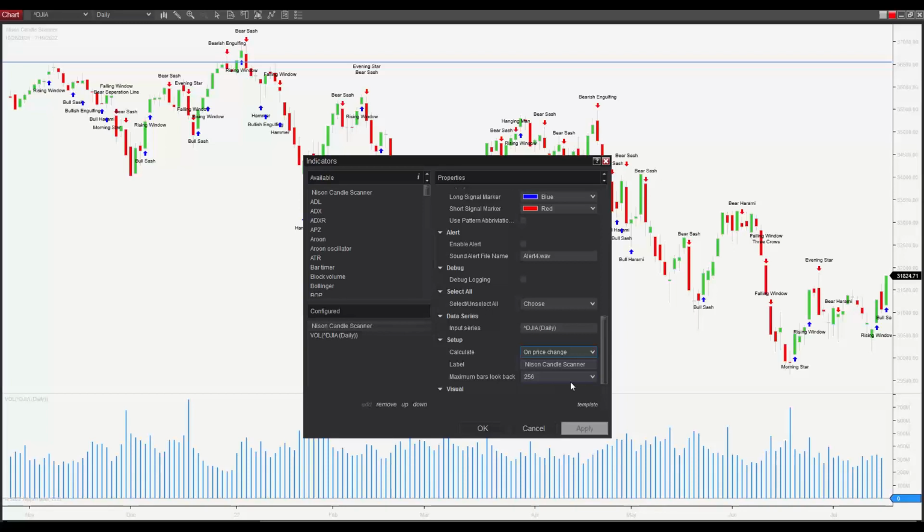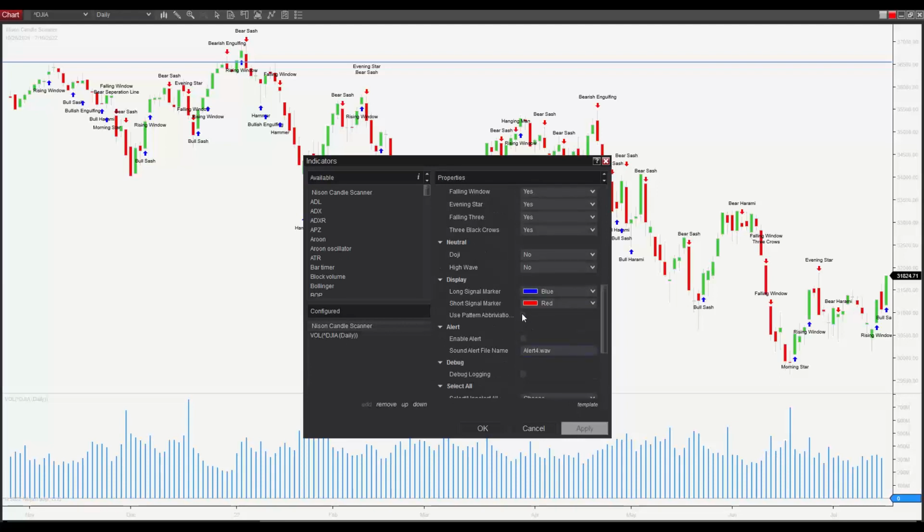it would not be identified as a bullish engulfing. That would be on price change, meaning it's going to calculate each candle pattern in real time. If you put on bar close, it will wait for that specific bar to close before it identifies it as whatever candle pattern. So why is that important? Some people are looking at 1 minute candles. Some people are looking at monthly candles and everything in between. So up to you. I like having it on price change.